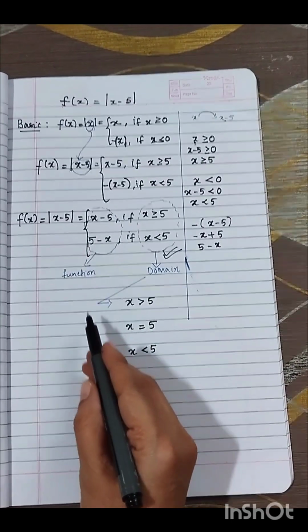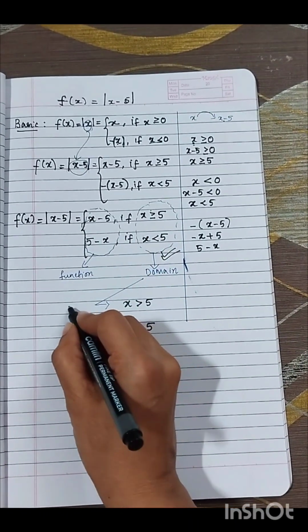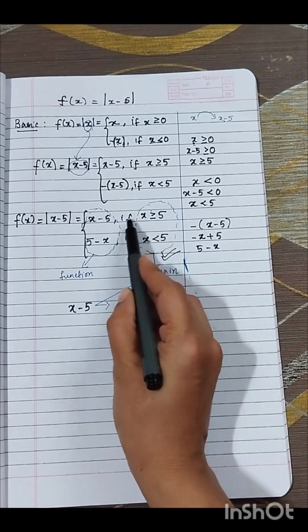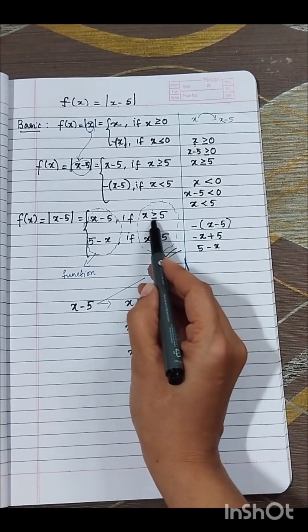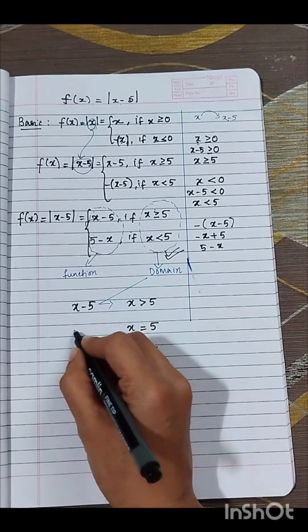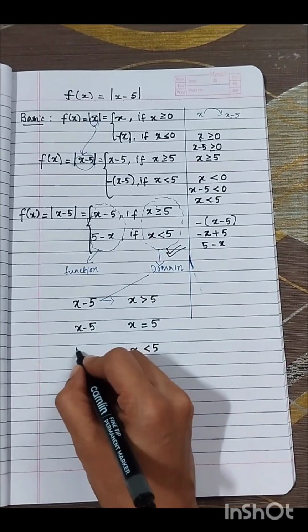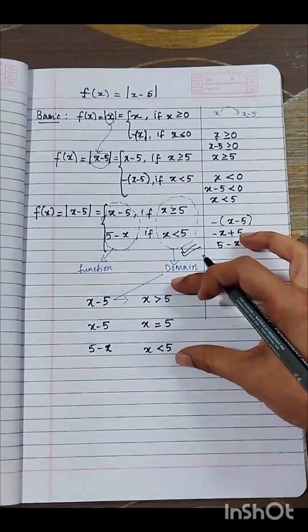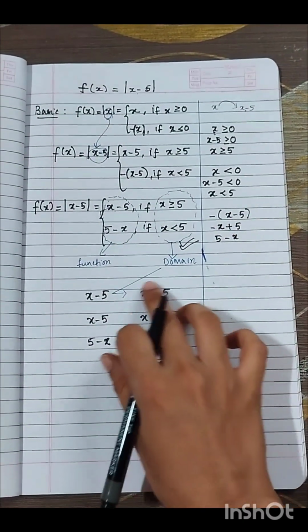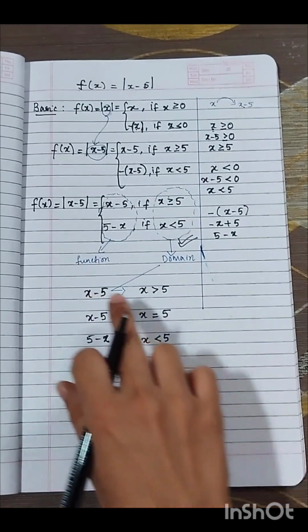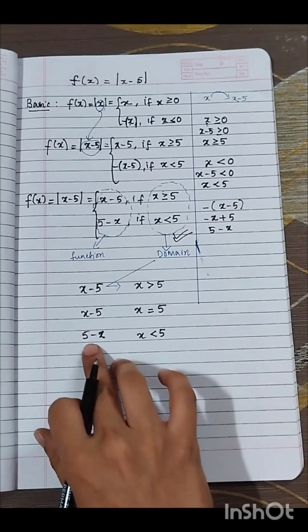We have 3 functions. So what are the 3 functions? If x is greater than 5, the corresponding function is x minus 5. If x is equal to 5, here they have given equal, so the corresponding function will be x minus 5. And here they have given x less than 5, the corresponding function is 5 minus x. So this is the domain, and these are the corresponding functions. When we are solving the problem, if I am discussing this domain, you have to check with this function. If this domain, then this function. And if this domain, you have to use this function.